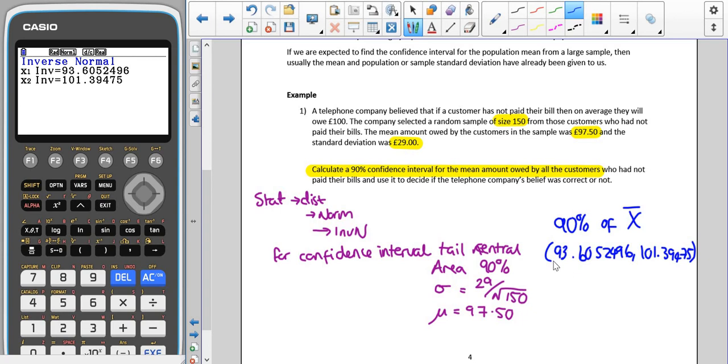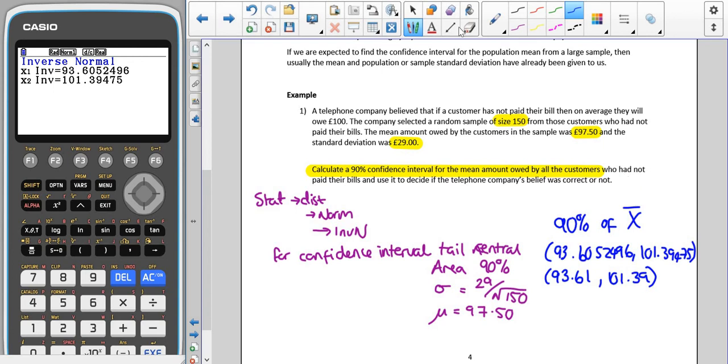Now, because this is talking about money, I have written everything down there just so I've got my quite accurate answers there. But we are talking about money here, so it'd be quite a good idea to round it to 2 decimal places in this case. That would be the most sensible thing to do. So £93.61 and £101.39. That would be the most sensible way to round it, because as I just said, we are talking about money.